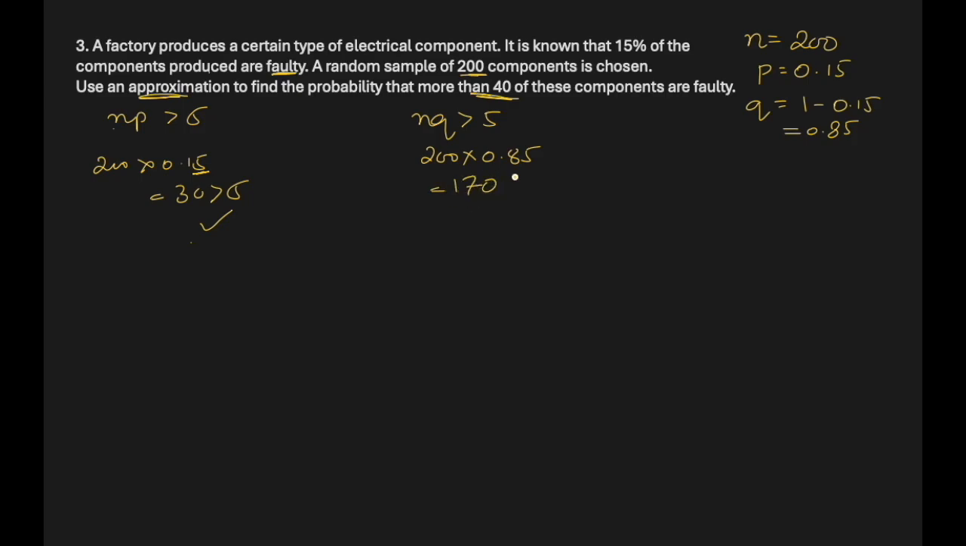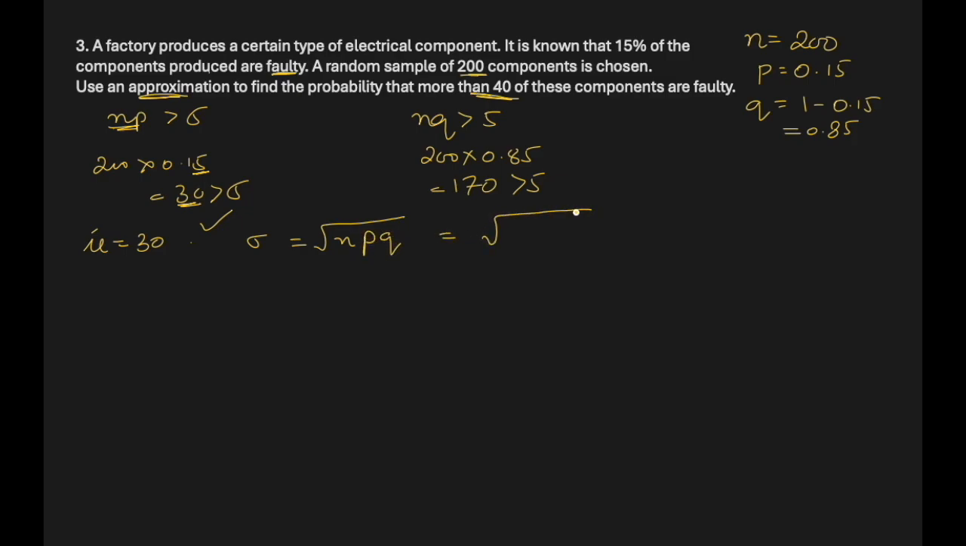170. So this is also more than 5. Test is complete. We can use approximation. For approximation, we need mean. Mean is NP, so mean is 30. We already got NP as 30. Now we need standard deviation, which is square root of NPQ.